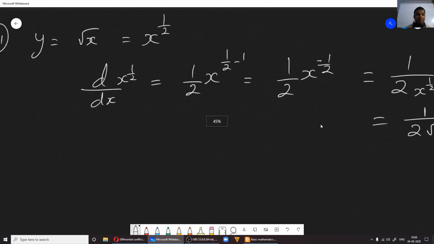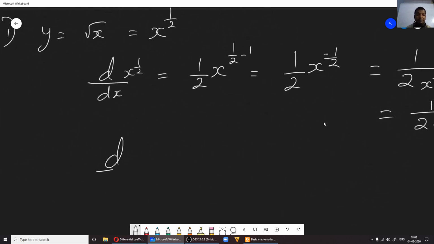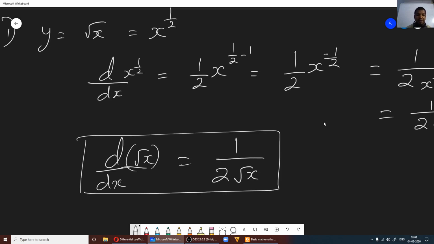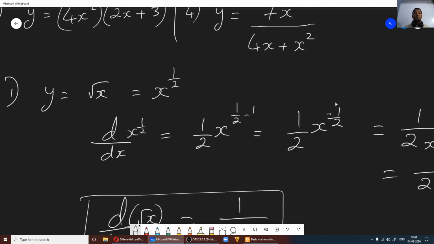You can remember this relation from now onwards, the differentiation of root x. If you don't remember, you know how to do it, right? So this will be 1 divided by 2 root x. They'll give this as an identity or a formula, and you have to remember it as a formula in some books. Now let us look into the next one.